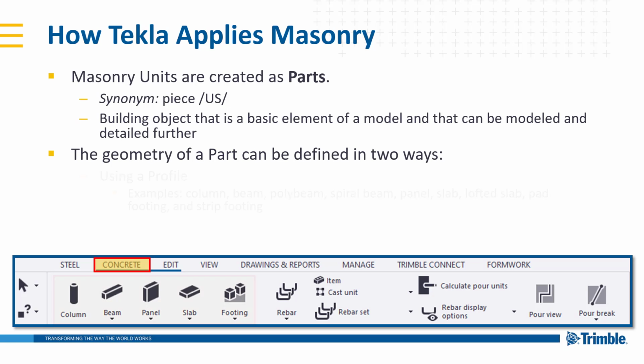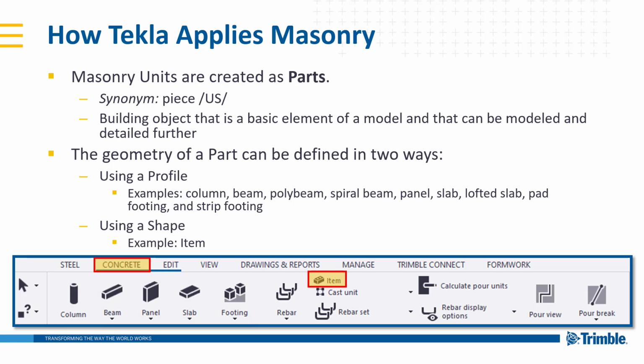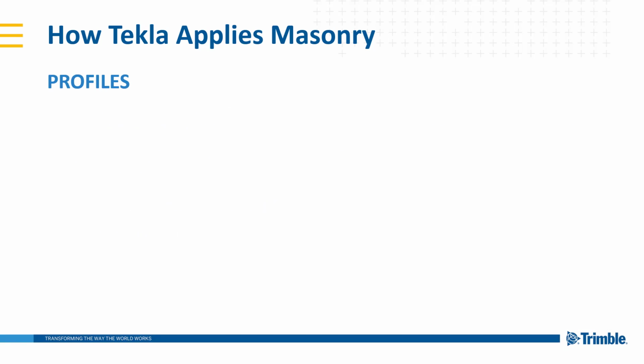We can use a profile, which is often used to create columns and beams, panels, slabs, and many other types of objects. And we can also use a shape, which is different from a profile and is used usually in item creation. Let's talk a little bit more about what profiles are and then what shapes are.